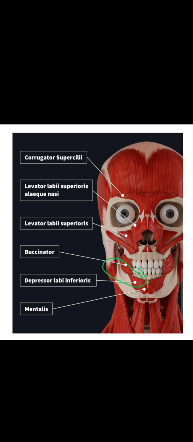Okay, and talking about the lower fibers, as you can very clearly see over here, they are receiving their origin from the mandible. Okay, so they will be inserted towards the lower lip. Okay, let's just recall quickly.